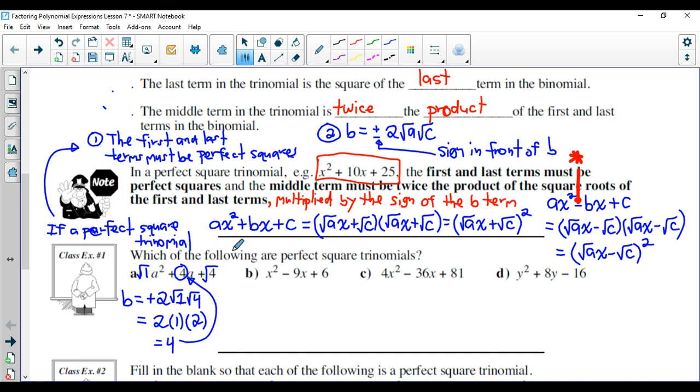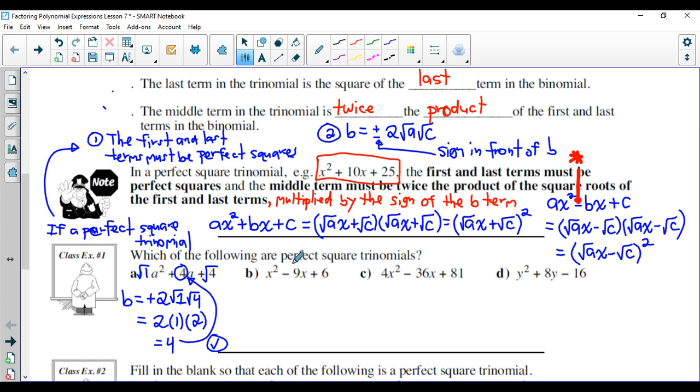So because I've met these two criteria, the first and last terms are perfect squares, they are, and b is 2 times the square root of a times the square root of c, it is a perfect square trinomial. So we'll put a little check mark here.